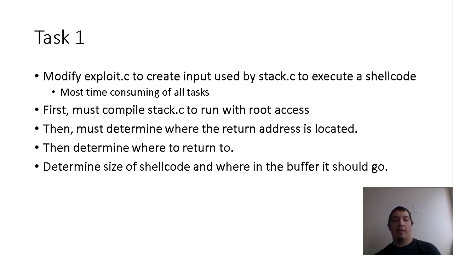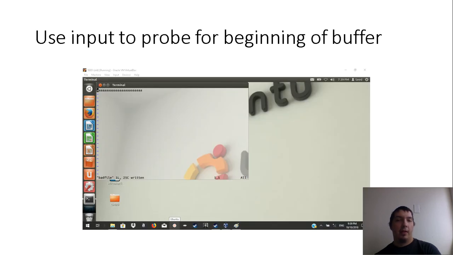We then have to find all the information we need about the return address, the size of our shellcode, and where in the buffer we should put it. All of this we do in task 1. So for this, I use badfile, which is a file that stack.c calls for input into its buffer. I use this to probe where the return address was.